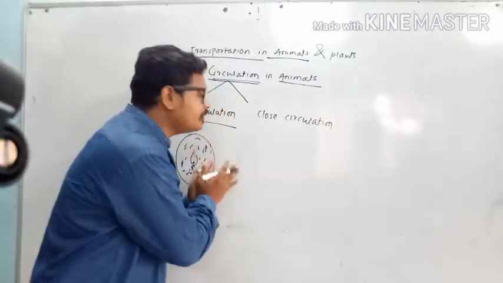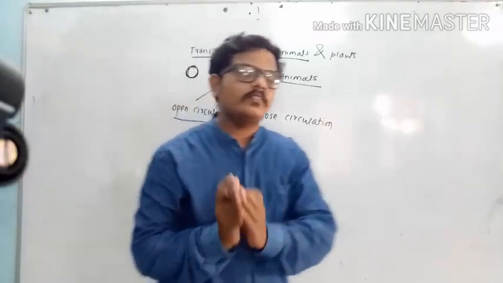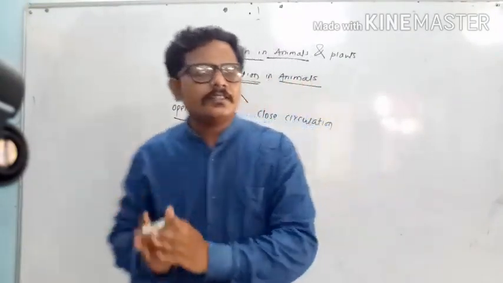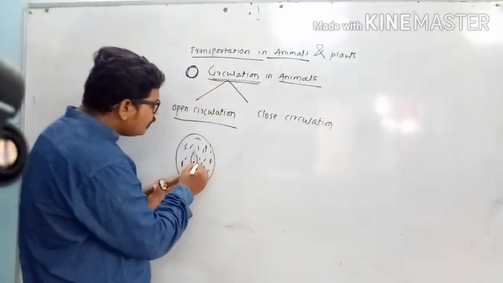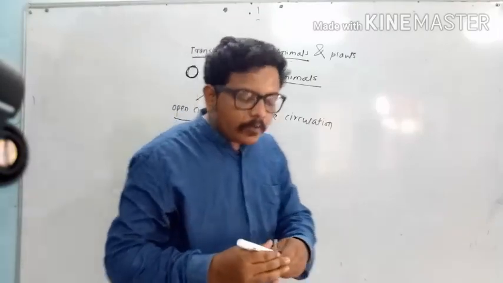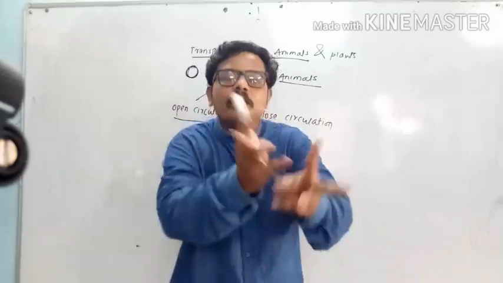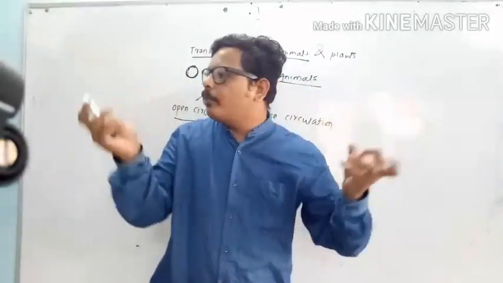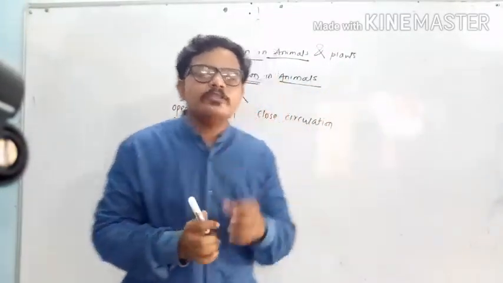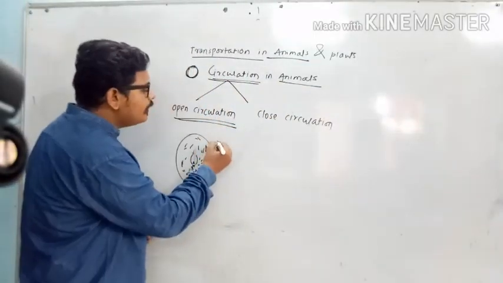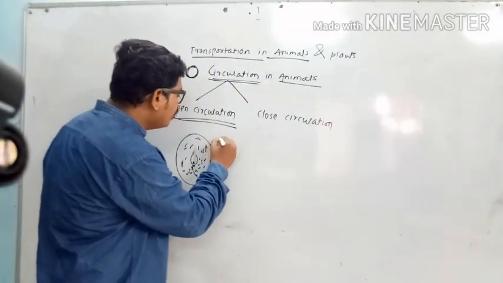That's why such a type of circulation is called open circulation. Getting this? Okay. Now, in this type of circulation, the circulating fluid, that is most commonly the blood, flows throughout the body's cavities or body sinuses. The most common example of open circulation is found in the arthropods.